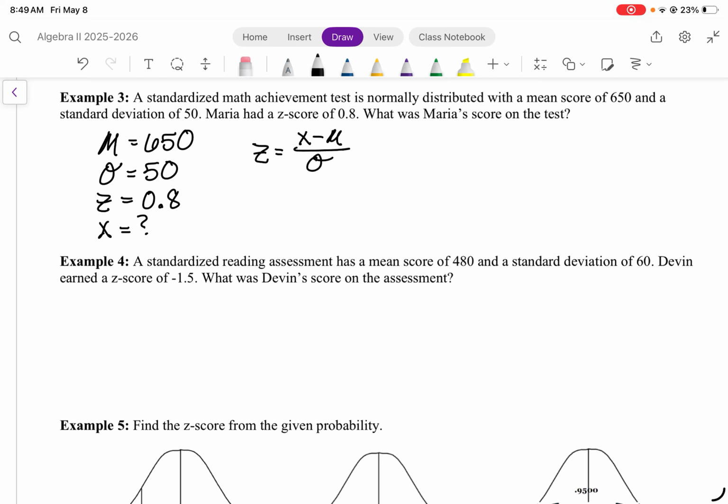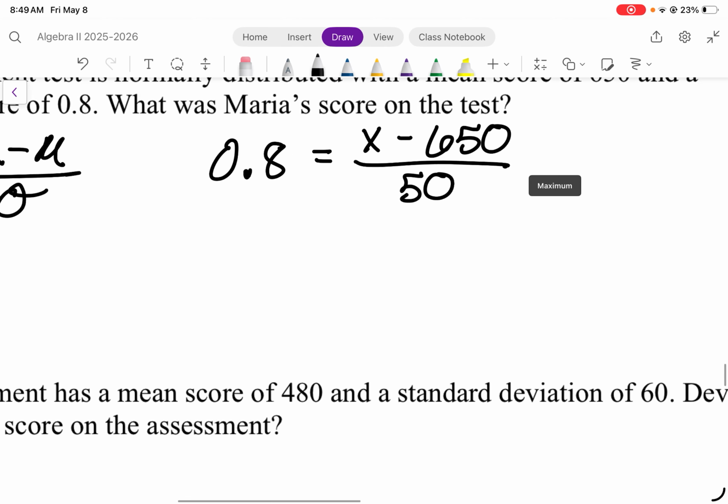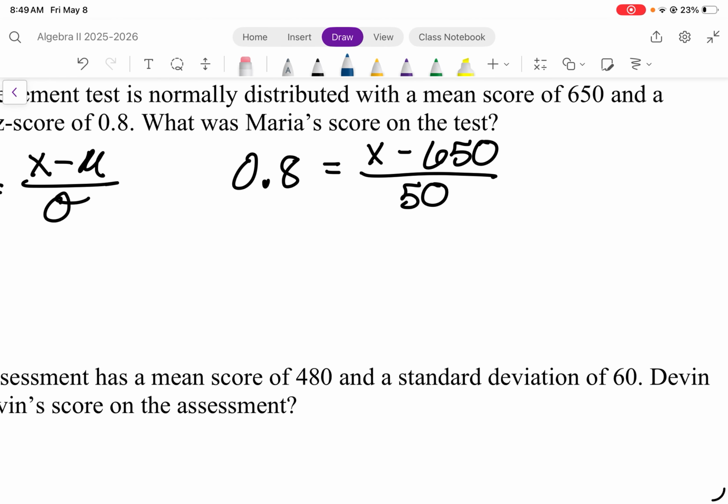Plugging in all the information we know, the z-score was 0.8. We don't know what x is, so we're going to leave that as a variable. Our average was 650, and then our standard deviation is 50. Now we have an equation that we can solve.